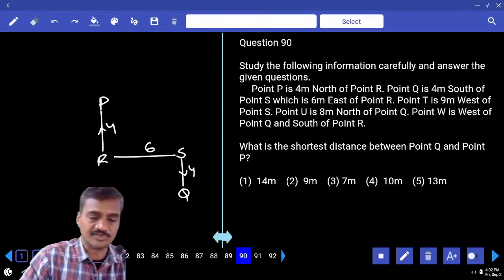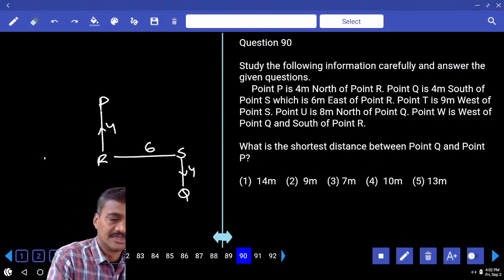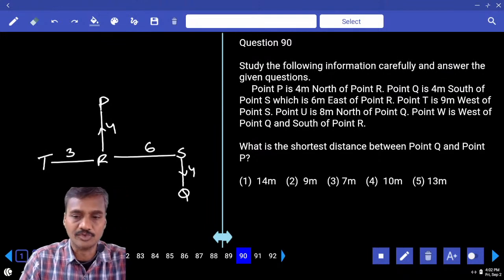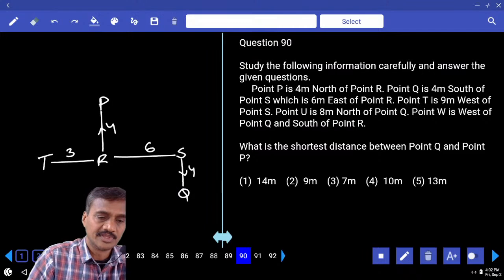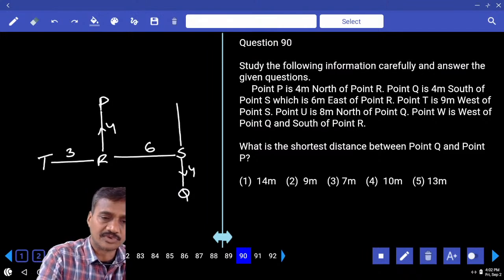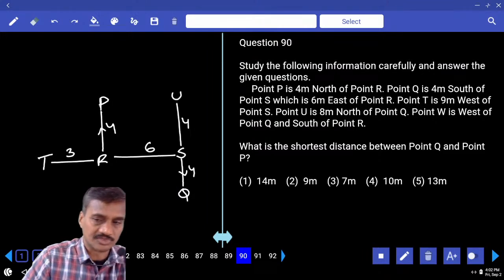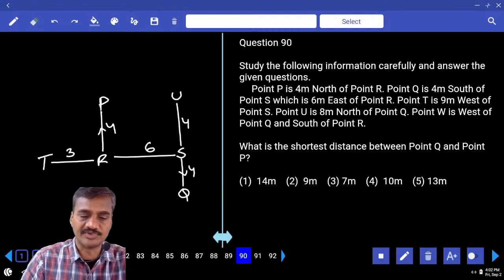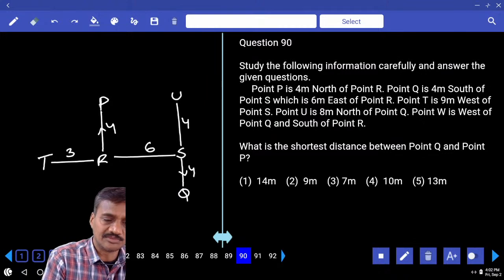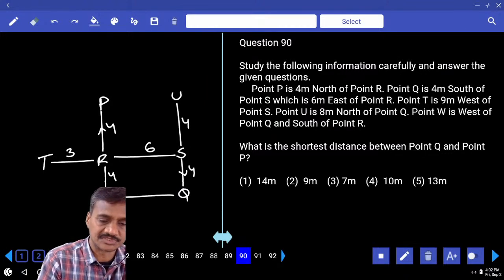T is 9 meters to the west of S, 9 meters, means 6 plus 3, 9. And U is 8 meters to the north of Q. 8 meters, 4 plus 4, 8. U is 8 meters to the north of Q. W is to the west of Q and south of R. Now this is W, west of Q and south of R. This is 4 and this is 6.